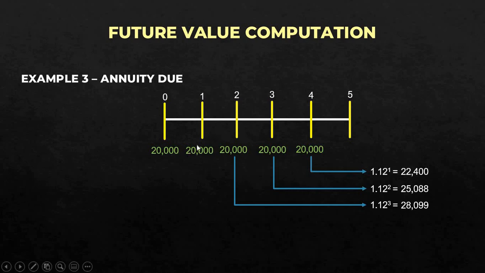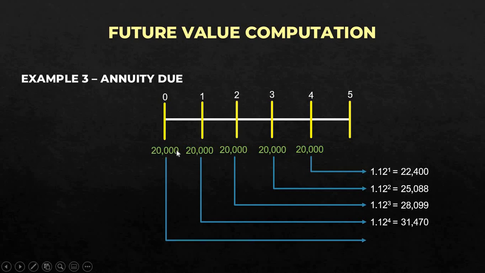Then, dito naman sa ating 20,000 pesos, at the start of the second year, ang ating formula would be 1.12 raised to positive 4. And bakit positive 4? Kasi nga meron tayong apat na compounding period na dadaanan niya bago siya makarating sa end of the term. So, that is 31,470 pesos. And lastly, yung ating unang-unang 20,000 pesos, which is at the start of the first year.